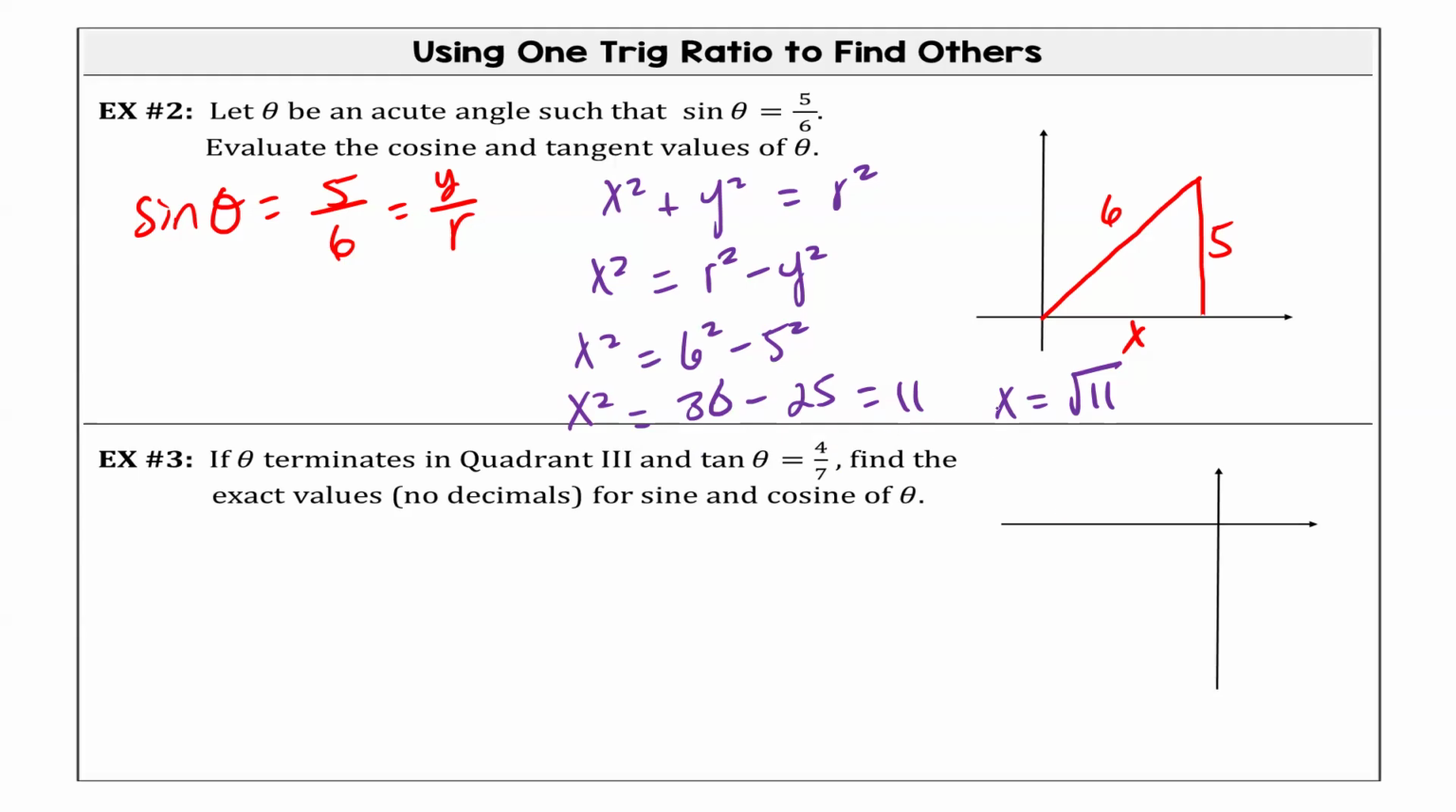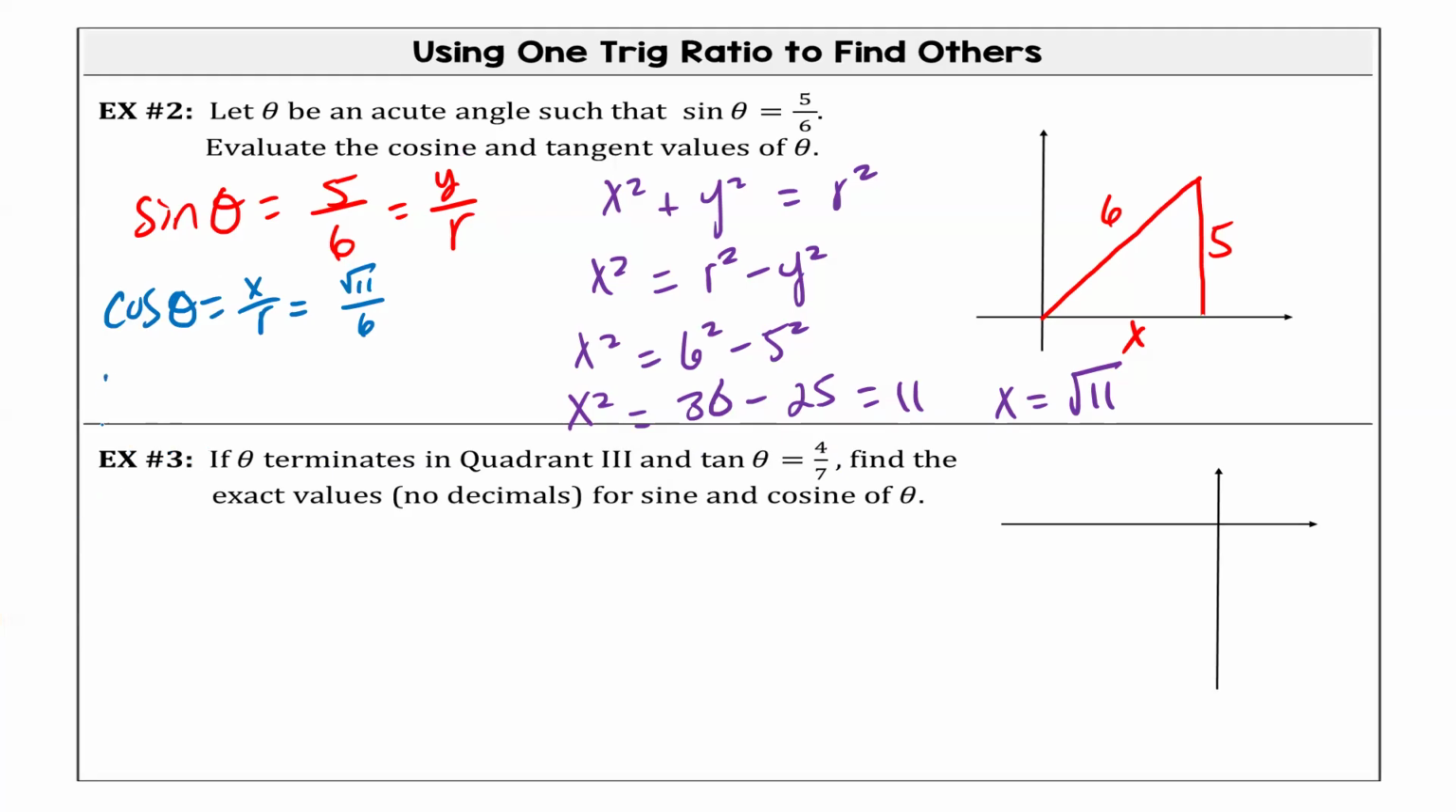All right, so now we have the value of x. So it wants us to find cosine and tangent. Can I find cosine and tangent now? I surely can. Remember, cosine of theta equals x over r. Our x is square root 11, and our r is 6. And that's the answer.